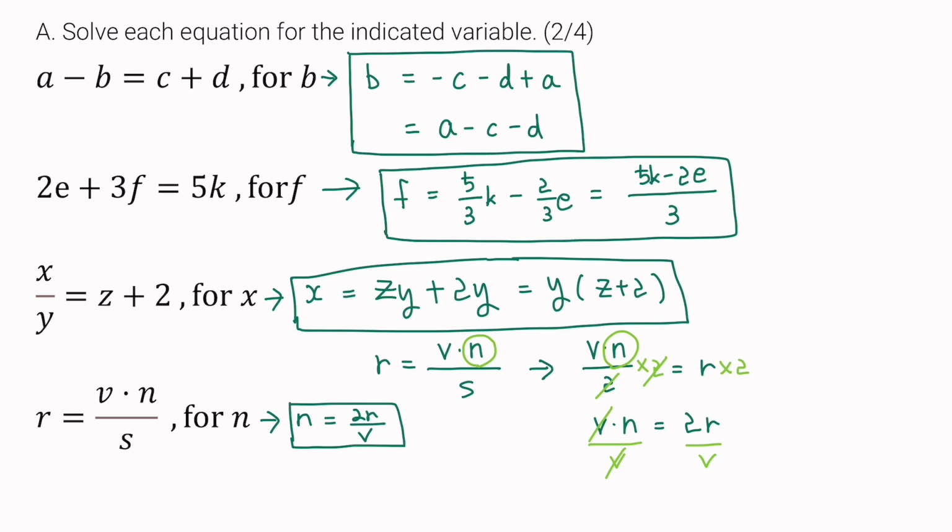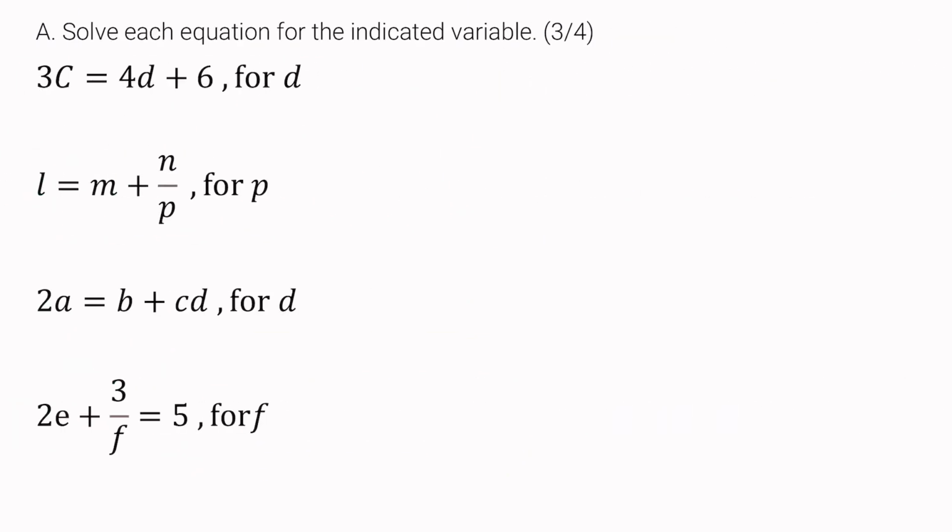Let's move on to third page to slightly more advanced questions. But don't worry, I am going to walk you through each and every step. Okay, so I have 3c is equal to 4d plus 6, and I am solving for this variable of d. Okay, let's get started. 3c is equal to 4d plus 6.